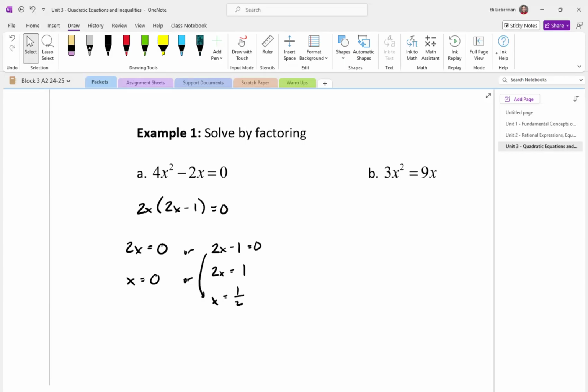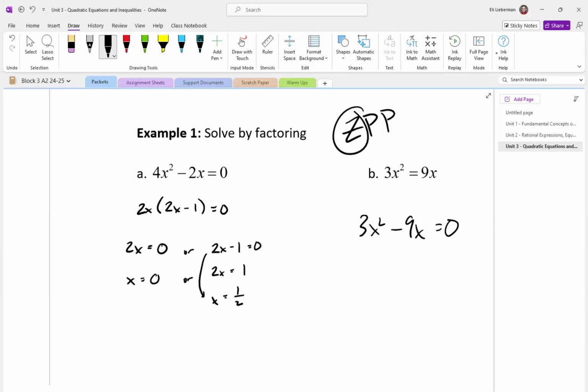So should I just divide both sides by 3x? No, that's not using ZPP. And for ZPP, the most essential ingredient is the zero. I need a zero, so I'm going to subtract that 9x from both sides. I could subtract the 3x squared from both sides, but it's nice to have that leading coefficient positive. So I'm going to keep it right where it is. 3x squared minus 9x equals 0. I'll let you finish. Just about 15 seconds. Make sure you're keeping up.